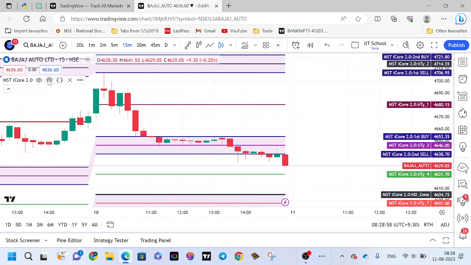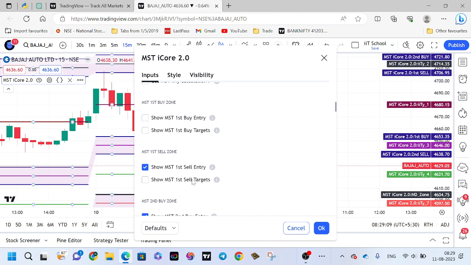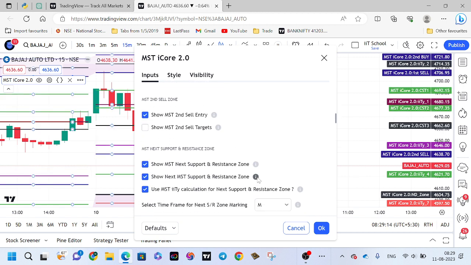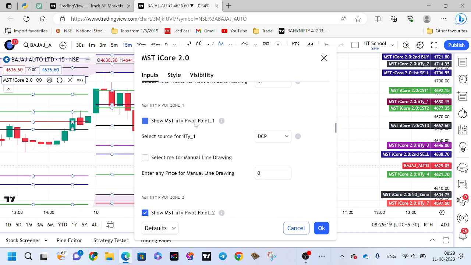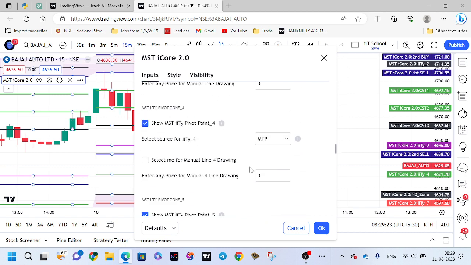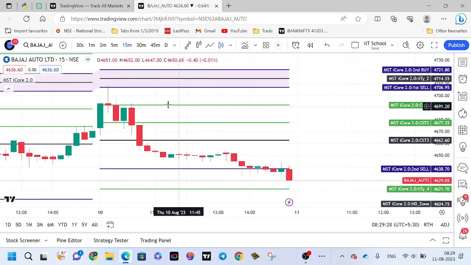Once sell is activated, remove the buy. Once buy is activated, remove the sell. Hope it is clear, right? How to enable it? Go to the indicator settings, remove the buy, enable the sell targets. If you want, you can keep this, otherwise you can remove. It is up to you. Nobody will force you; whichever you want to keep or remove. See here, perfectly all the targets have been hit.